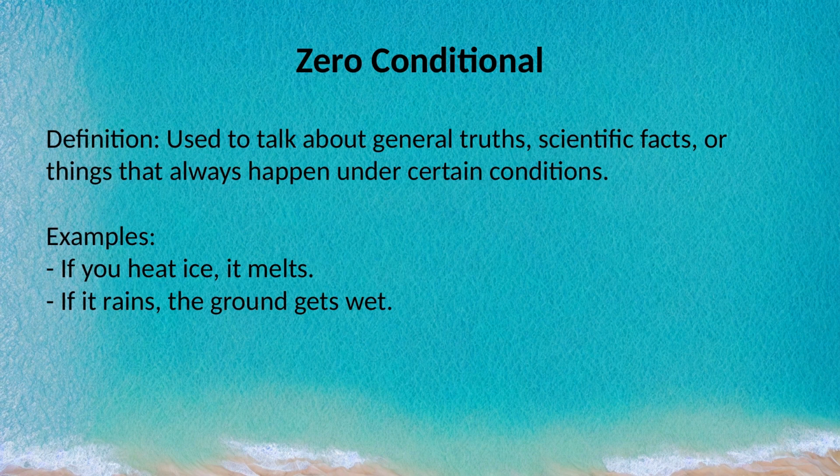Let's dive into the zero conditional. It's used to talk about general truths, scientific facts, or things that always happen under certain conditions. For example, if you heat ice, it melts. If it rains, the ground gets wet. These sentences express general truths or natural phenomena.